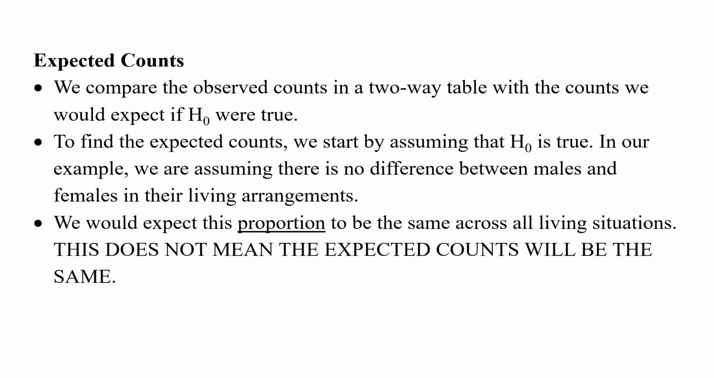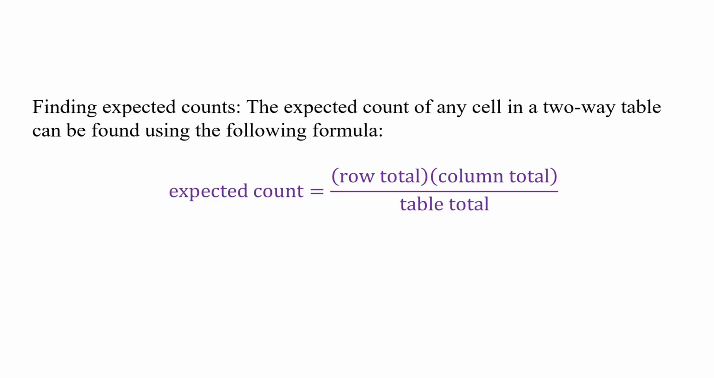Now, we expect the proportion of males and females to be the same across the living situations, but not the expected counts to be the same. Okay? The proportions are the same across, but not the counts. And that's very important. Okay, so to find the expected counts, we use this following formula. And this formula evenly distributes that proportion across all categories.